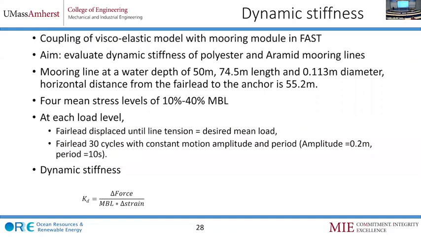So the fair lead was displaced to a mean load condition. We take the pre-tension and then add the mean tension to it. And then we exert it at 30 cycles with a constant motion amplitude and period. And we measure how much stress the line accumulates, or the force. And then from the force and the motion amplitude, we can get the dynamic stiffness through this form. The interesting thing is with all these lines, depending on the mean load, the dynamic stiffness changes, right?